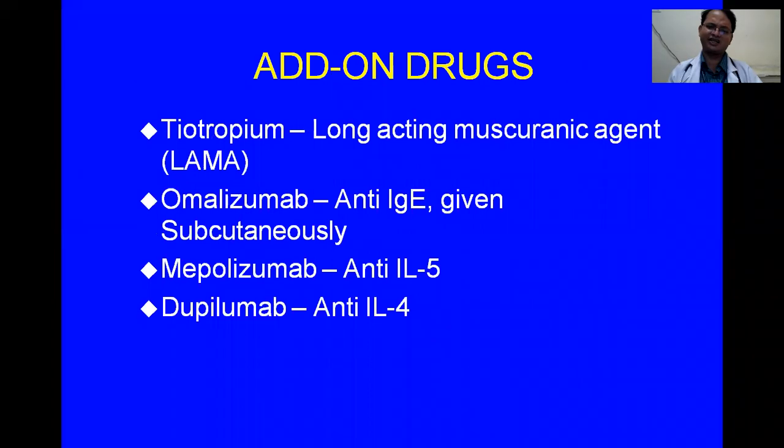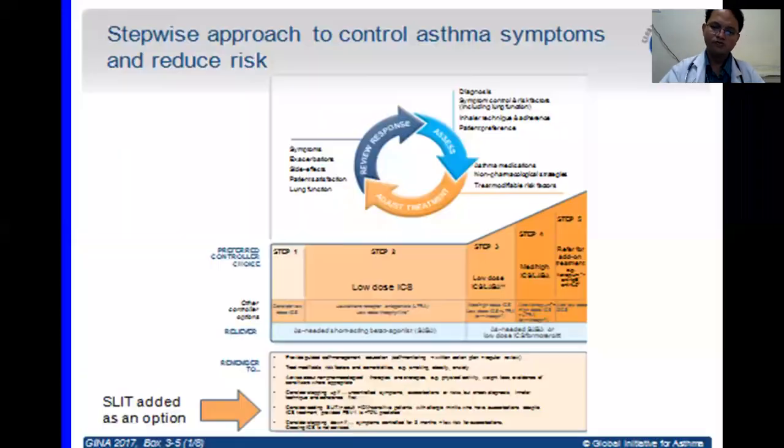This is an anti-immunoglobulin E, anti-IgE. Mepolizumab is anti-interleukin 5, and the latest drug is dupilumab. It is anti-IL-4. So this is the GINA guideline picture, which shows there are 5 steps in the treatment.